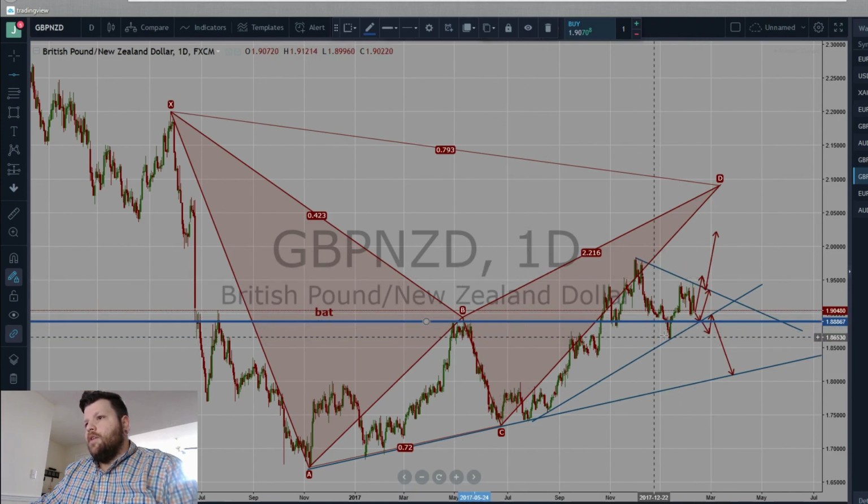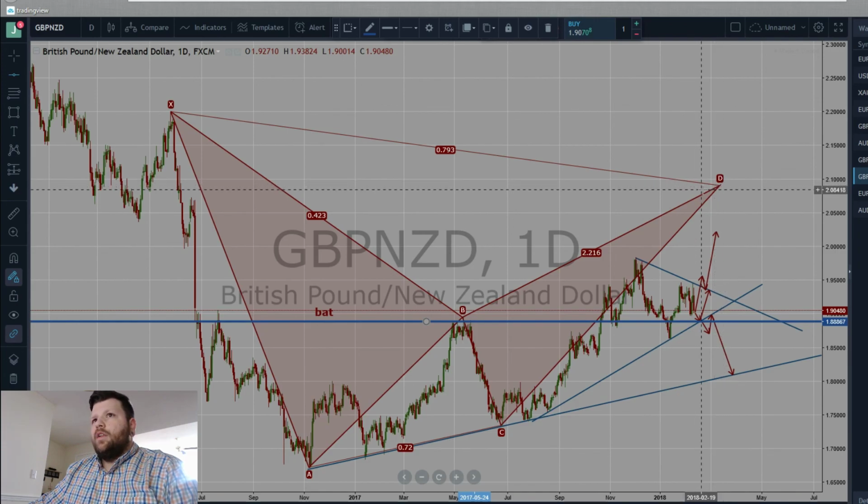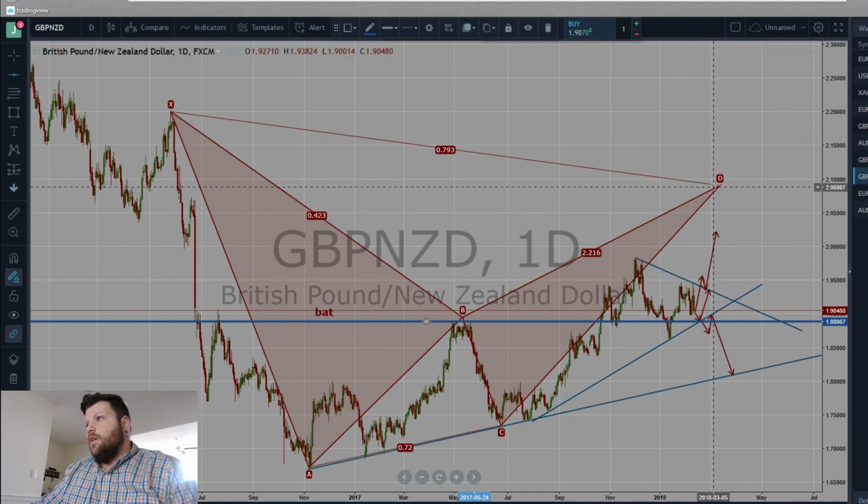I do have a bat pattern drawn here that is valid. That completes, it will more than likely not complete this month. It may complete towards the end of the month. It'll probably be next month before this completes, unless it gets invalidated, which would have to break below this level, the C level.